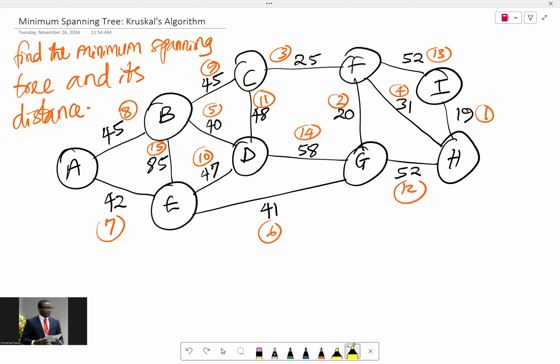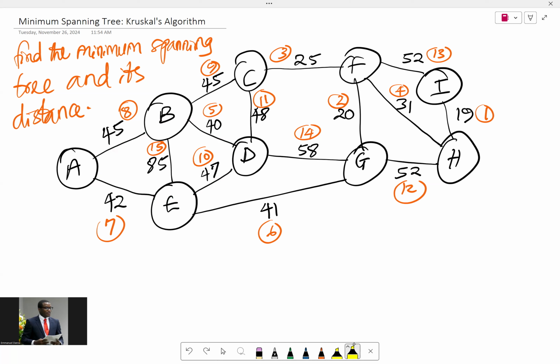Even this, if you go this way and come back, and you have this, this is still a closed loop. So we want to avoid things like this by all means, because we just want the minimum spanning tree: join all the cities without forming closed loops.